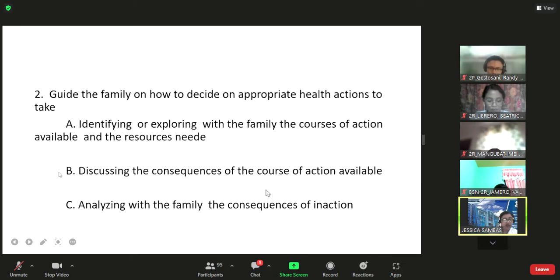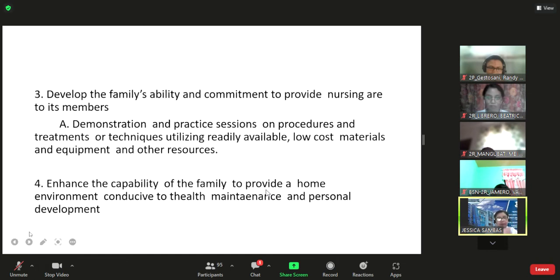Like, kagaya nun, kung hindi nila sasamahan, what will be the possible consequences of such action, not bringing their family member for prenatal checkup to the health center? Analyzing with the family the consequences of inaction. So if they will not do anything about it, what will happen? Next, develop the family's ability and commitment to provide nursing care to its members.